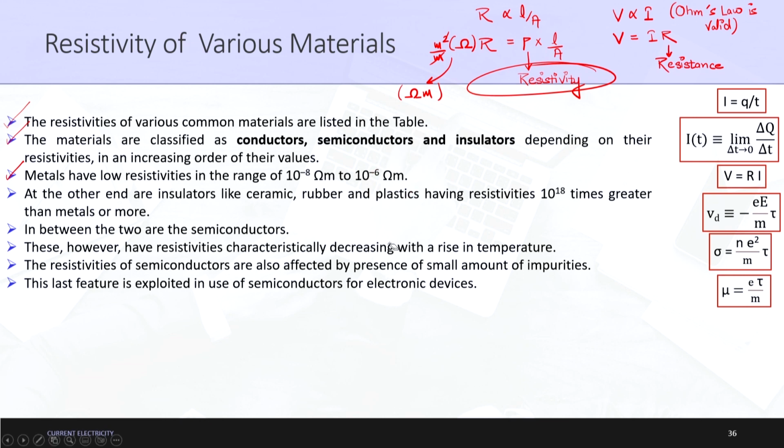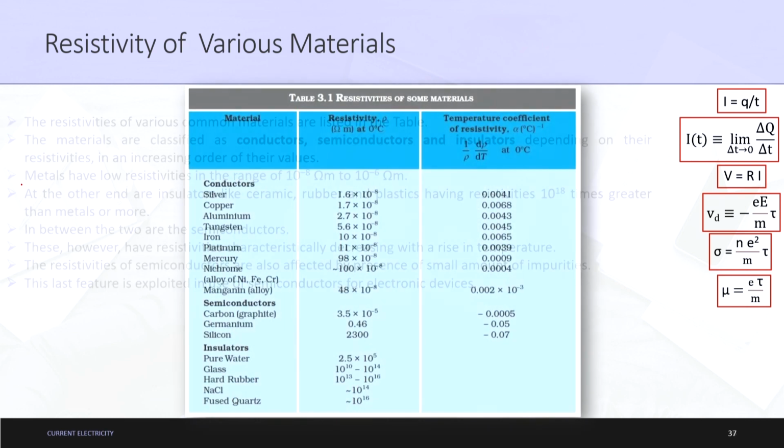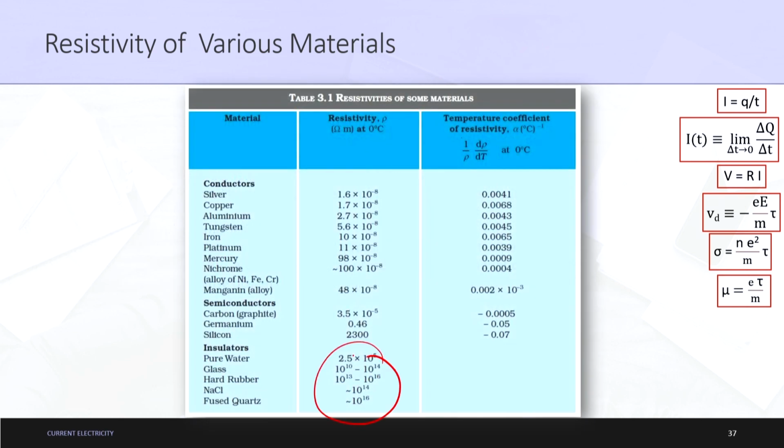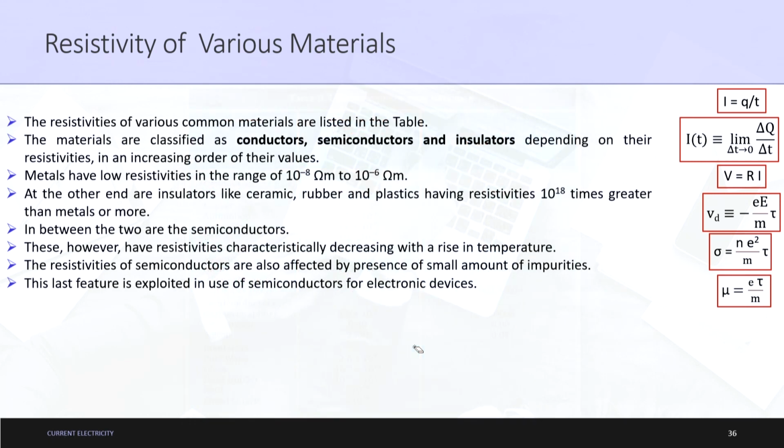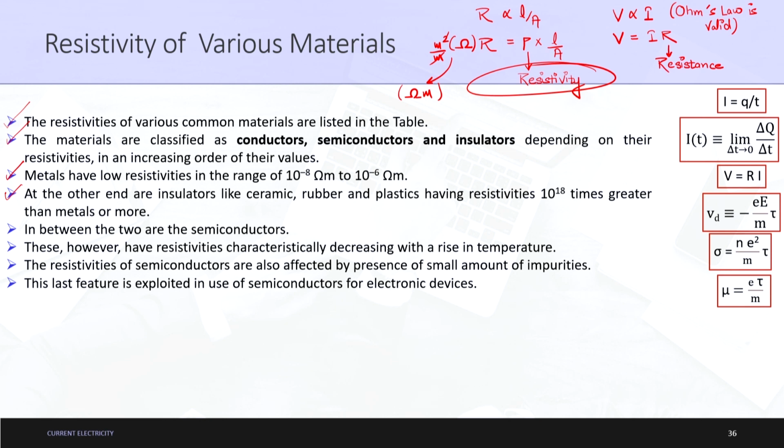Next, at the other end are insulators like ceramic, rubber and plastics, having resistivities 10 to the power 18 times greater than metals or more. Quite evident, as you can see, these are of the order of 10 to the power 14, 16. Next, in between the two are semiconductors, quite evident.